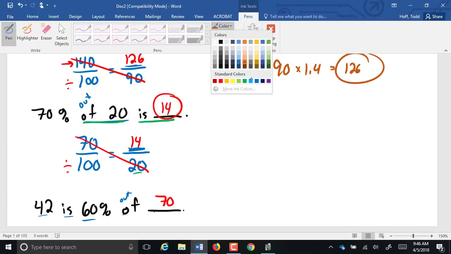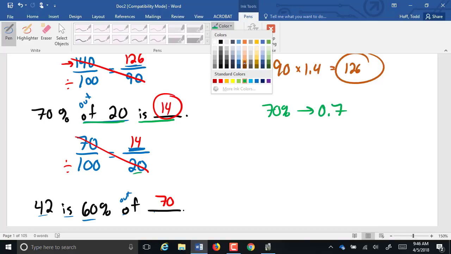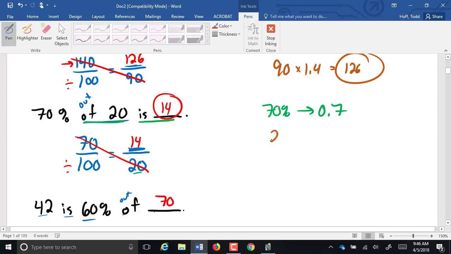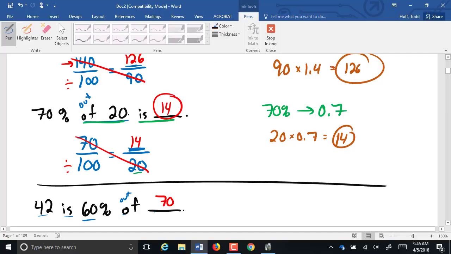And then finally this one, 70% becomes 0.70 or just 0.7 if we want to leave it that way. And we're going to take 20 times 0.7, which would be 14. So we get the same answer, and this rate method seems to be less work. And in some cases it is. You know, for this one here, when we have the whole amount, it's pretty easy to find out what that portion is, that piece of interest.